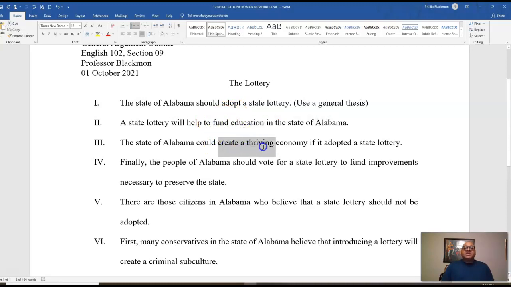It's going to create a thriving economy. And it's going to fund improvements necessary to preserve the state. Those are my 3 supporting points. I have my thesis statement with Roman numeral number 1, and I have 3 supporting points to support my thesis statement.